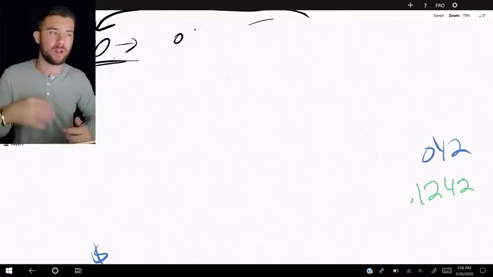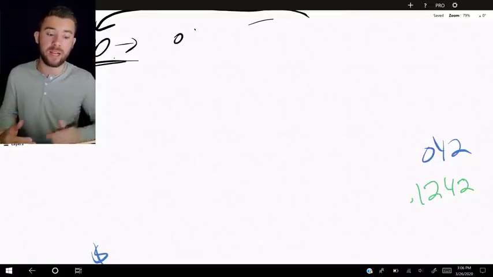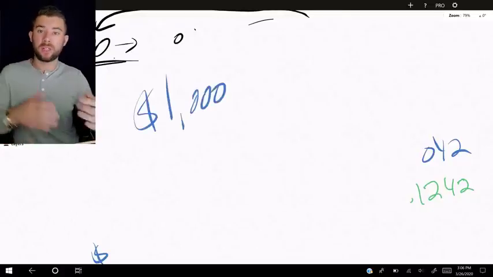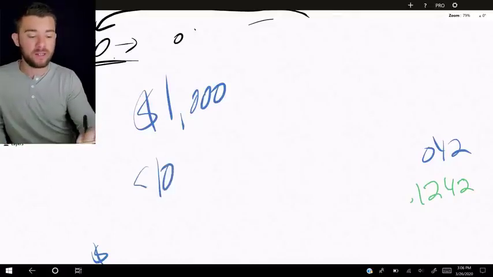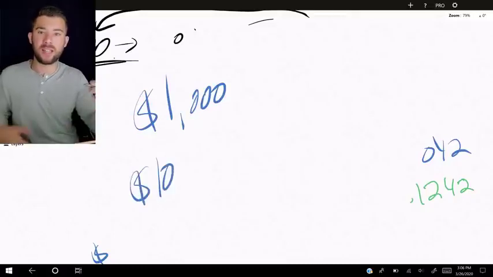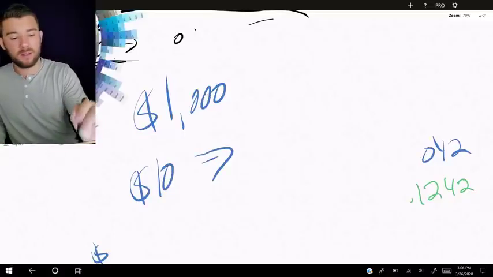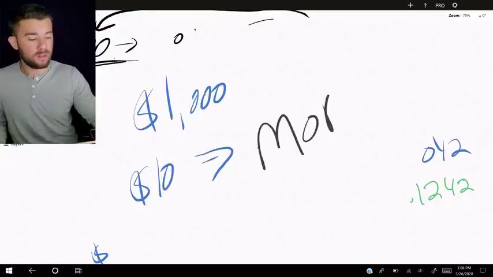The stop loss is so important. When you have a set risk management plan, if you have a $1,000 account and you're doing risk management correctly, you're only risking $10 per trade. Leverage just allows you to be in more trades.